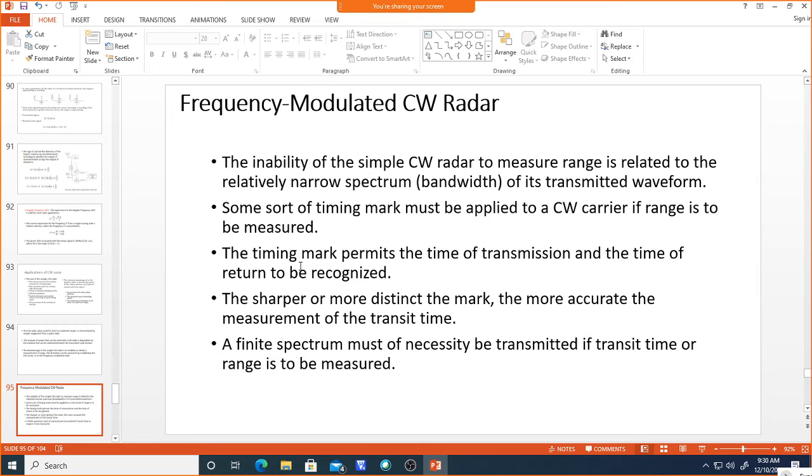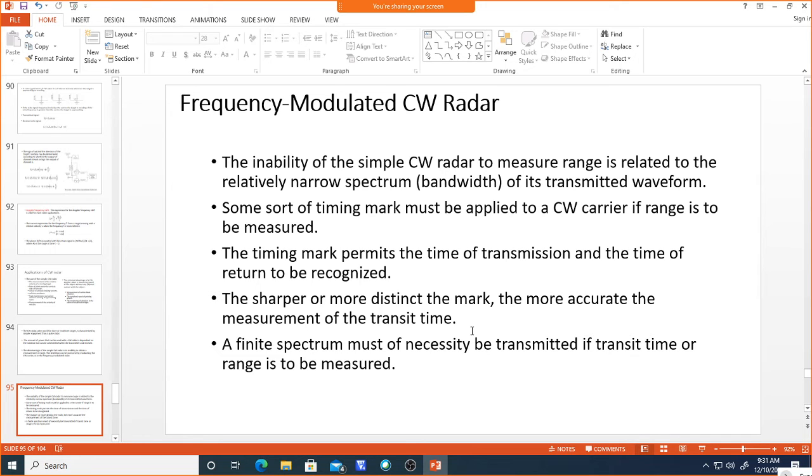So with respect to the timing mark, whatever the transmitted modulated signal and whatever the received signal, we can compare them with respect to the timing mark and measure it. The sharper or more distinct the mark, the more accurate the measurement of the transit time. The transit time is the time required for transmitting the signal and receiving the echo signal, and its measurement will be more accurate if the timing mark we put is sharper and more proper.